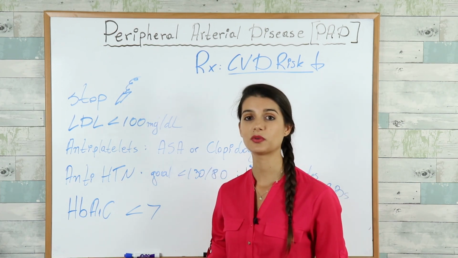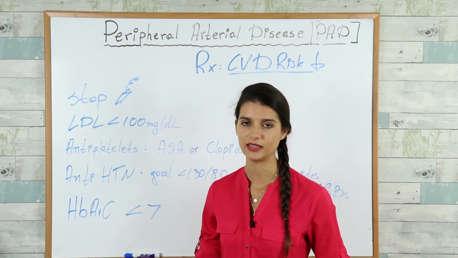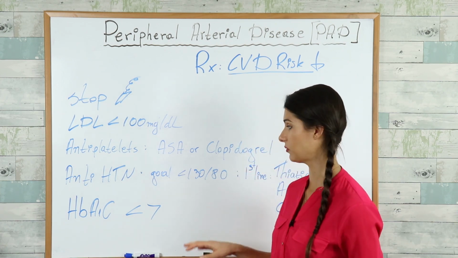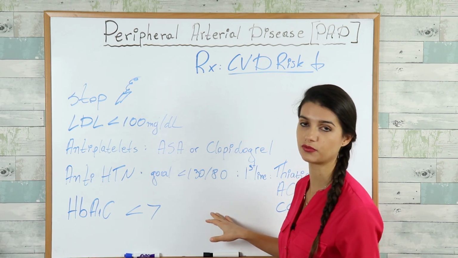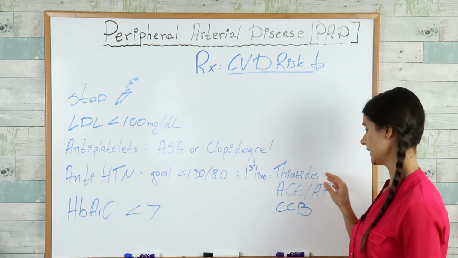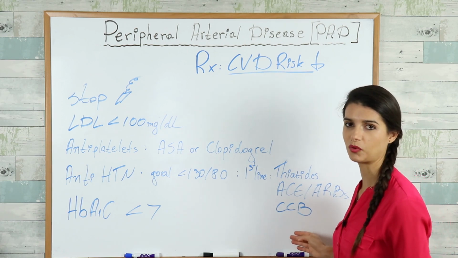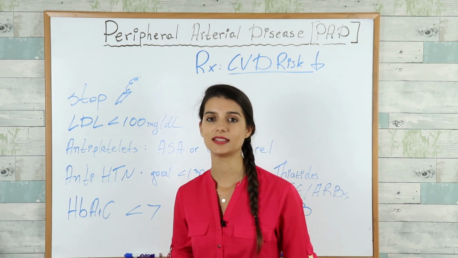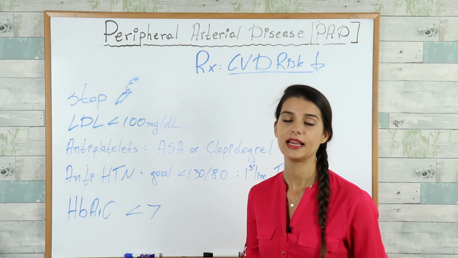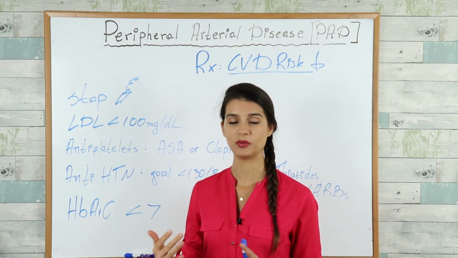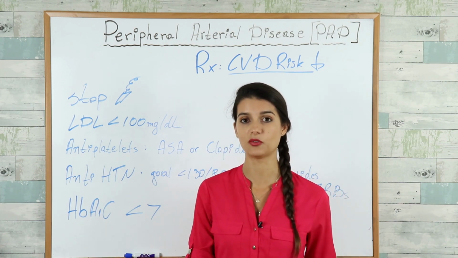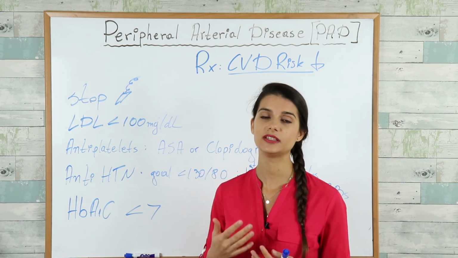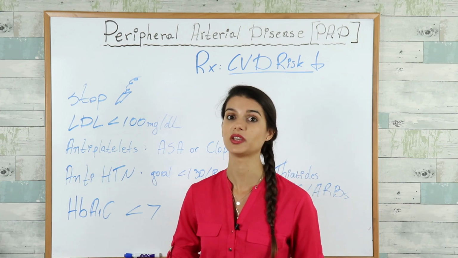You also want to control the blood pressure in patients with PAD, especially if they're hypertensive. Here the goal blood pressure is less than 130/80, and your first drug choices are thiazides, ACE inhibitors and ARBs, and calcium channel blockers. Also, there was this trial called the HOPE trial. They studied ramipril in PAD patients, and they concluded that if you give ramipril to patients who are asymptomatic or symptomatic with PAD, then ramipril decreases the cardiovascular mortality, so keep this in mind.